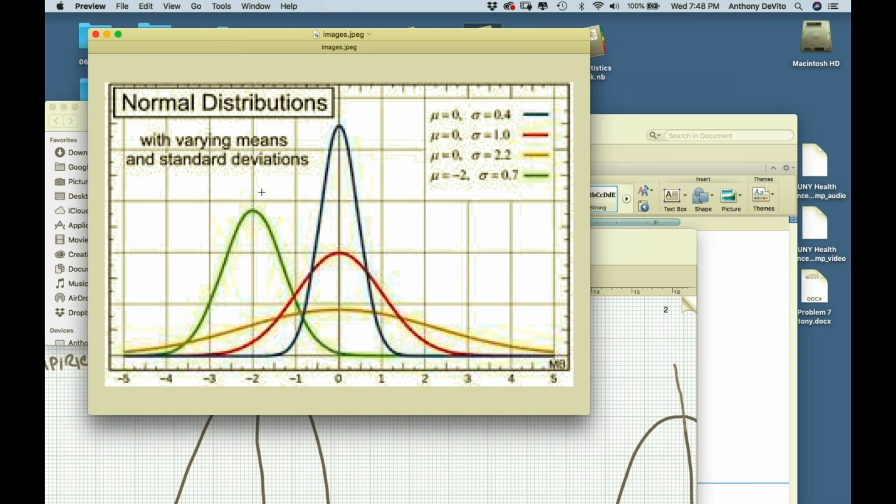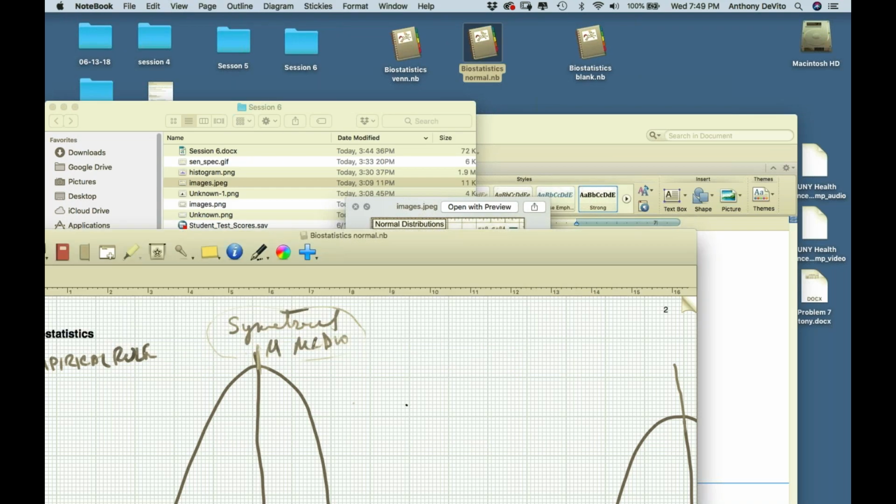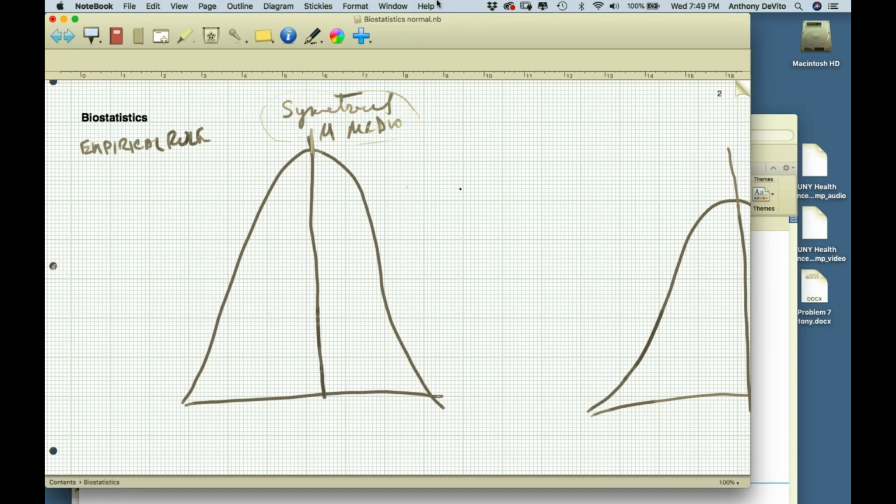What are the differences? The differences are where the middle, the mean, is, and how spread out they are. This blue one has a mean of 0 and a narrow spread, a standard deviation of 0.2. The red one is a flatter version of this, and the green one is another example. The yellow one has a mean of 0 and a spread of 2.2. It's really flat, but it's still bell-shaped, still symmetrical about the middle, and has all the properties of the other normal distributions as well.